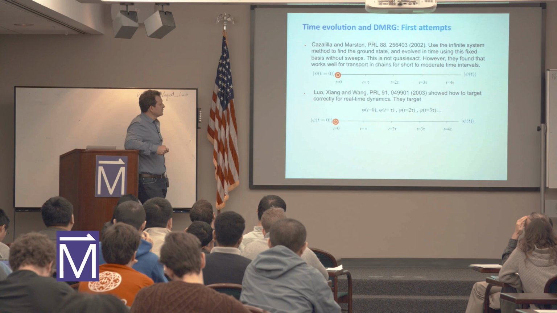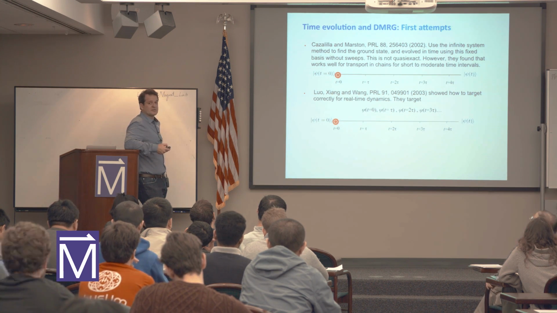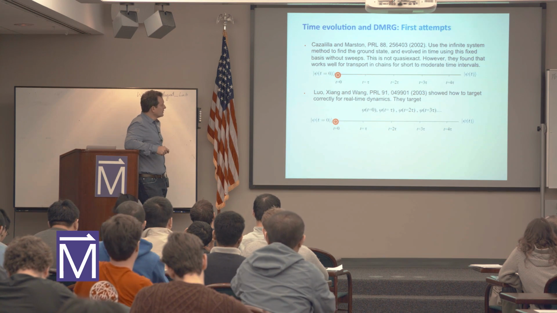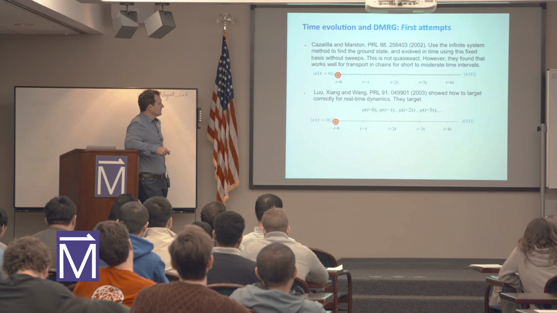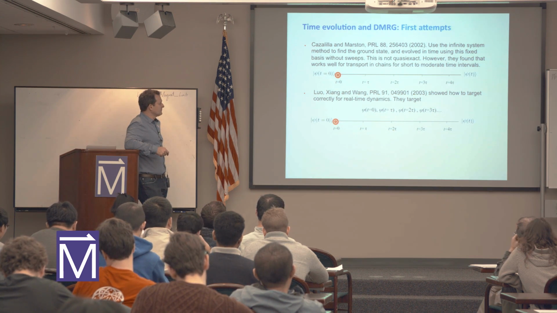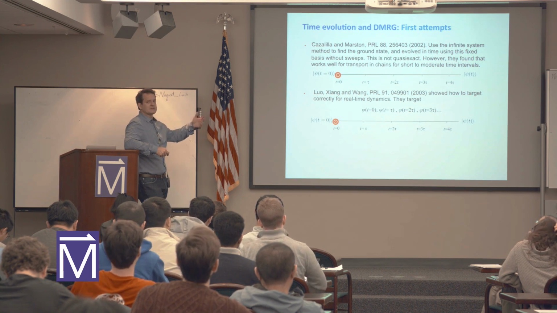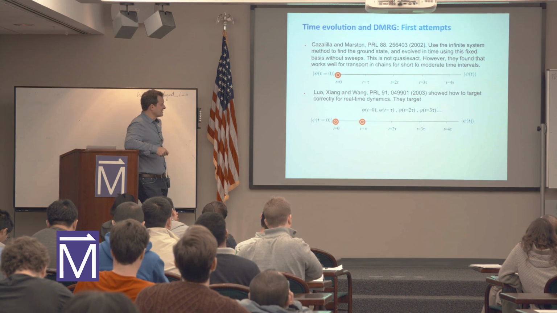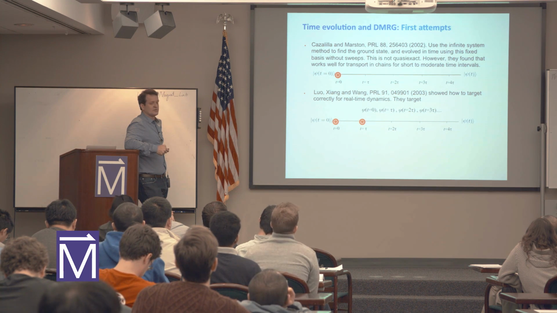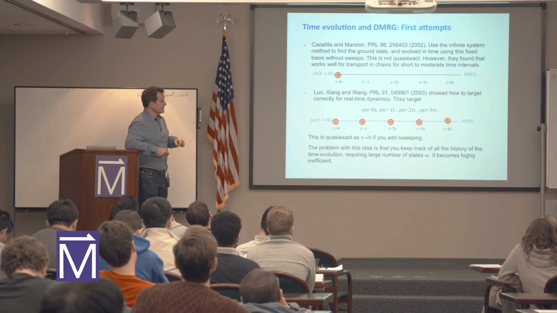So the thing is that they use the Hilbert space that they optimize for the ground state. These guys, Luo, Xiang, and Wang, realized that in reality that's not an optimal idea. If you want to go to long times, what you need to do is adapt your basis as you evolve in time. So what you have to do is target the initial state, you evolve to time tau, and you target now these 2 states, you evolve to time 2 tau, and you target these 3 states, and so on and so forth. And you do that as you sweep.